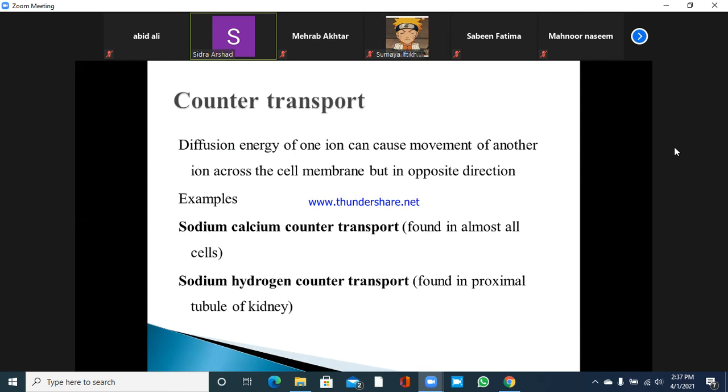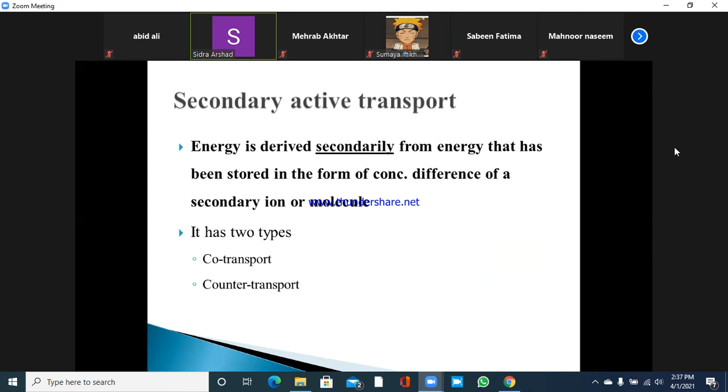Now I will go back to those slides which are explaining this mechanism. So again, try to read it yourself if you cannot hear me properly: energy is derived secondarily from energy that has been stored in the form of a concentration difference of a secondary ion or molecule, right? So this is the type of active transport in which energy is utilized indirectly, not directly like it happens in primary active transport. Again, it has two types, co-transport and counter-transport.